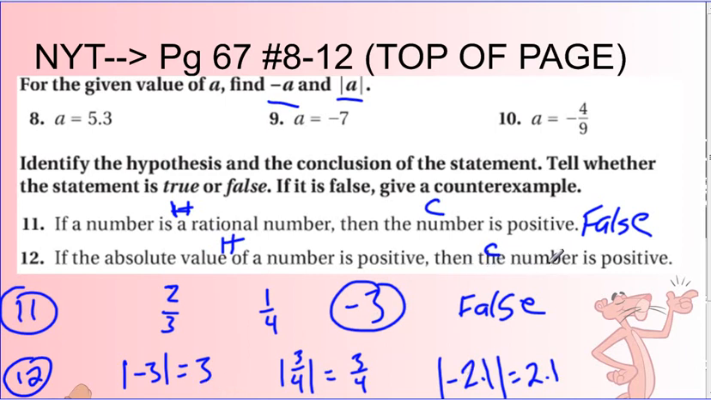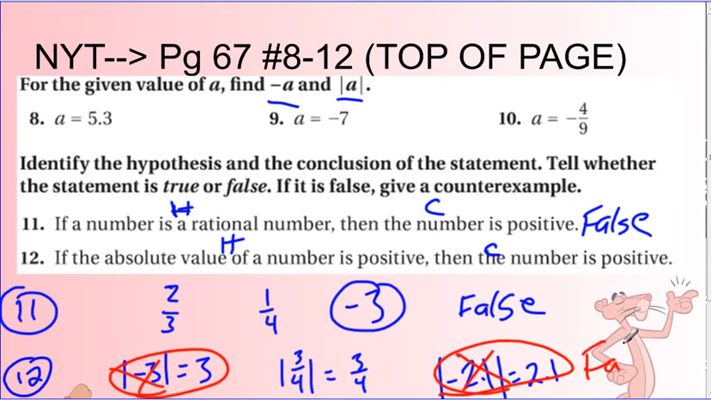Then the number is positive. So that means the number I'm starting with was positive. Is that true? No. That one was a negative. That one was a negative. So that is false. Because I was able to come up with a couple examples where the number I started with, if I took the absolute value, I got a positive number, but the original number was not positive. So that is also false.